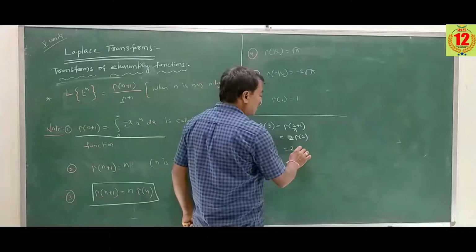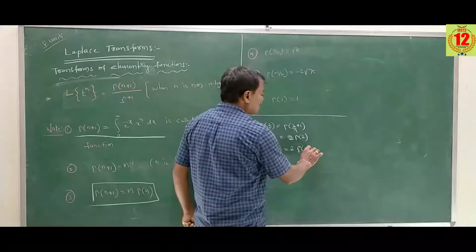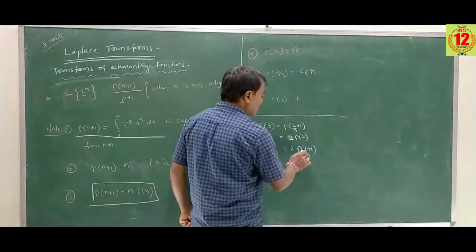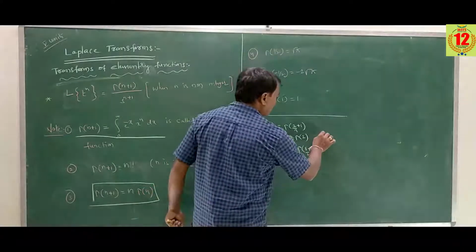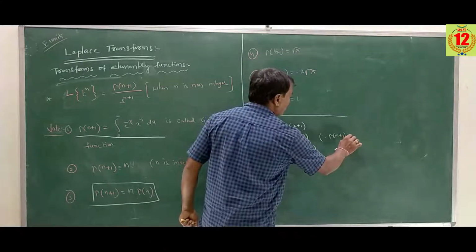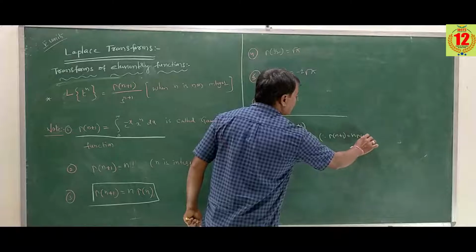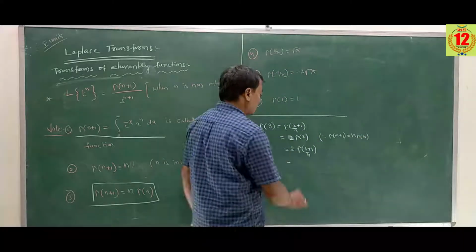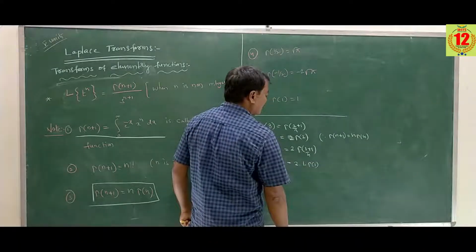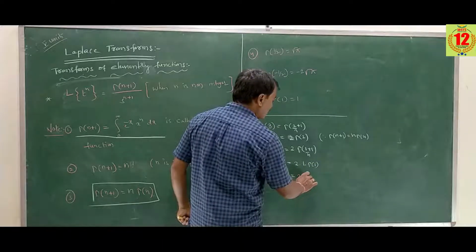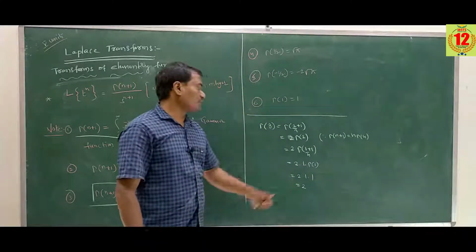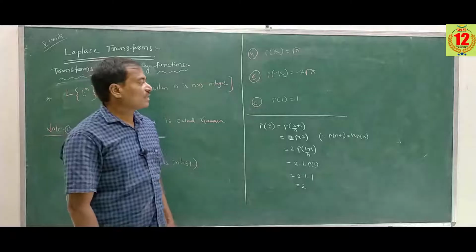Again, this gamma of 2 can be written as n plus 1 form. What is n? n equal to 1. So therefore, again we use this formula here. Now since gamma of n plus 1 equal to n into gamma n, we use the same formula here. 2 into 1 into gamma of 1. So therefore, gamma of 1 equal to 1, this is equal to 2. Gamma of 3 equal to 2.